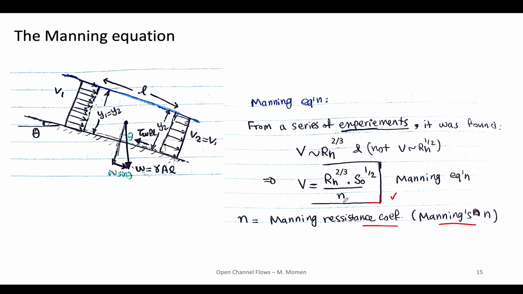Okay, so in the next session, I'm going to talk about this Manning resistance coefficient and how we find it. We have a table for it in the book. And after that, we are going to solve two examples of Manning's equation. One for determining the flow rate, and the other one for determining the normal depth in an open channel flow system.